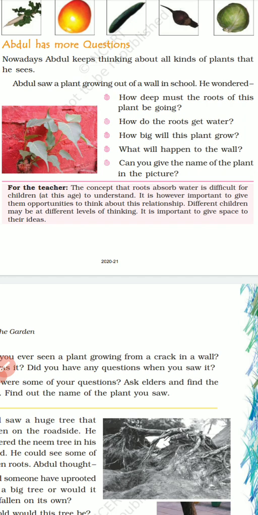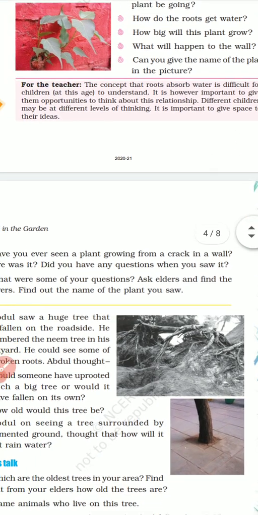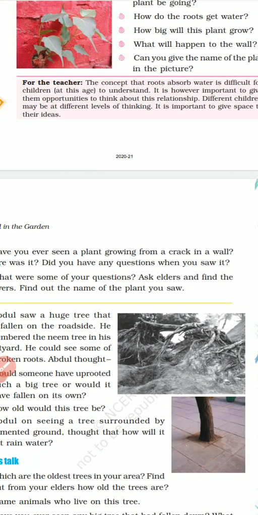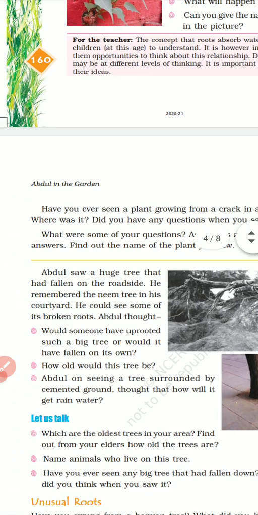So when you water the plant, water is absorbed by the roots and it goes all over the plant, right? It is, however, important to give them the opportunity to think about this relationship. Different children may be at different levels of thinking. This we all know, children. I think now at this age we all understand that the function of the root is to absorb the water and transport it to the different parts of the plant.